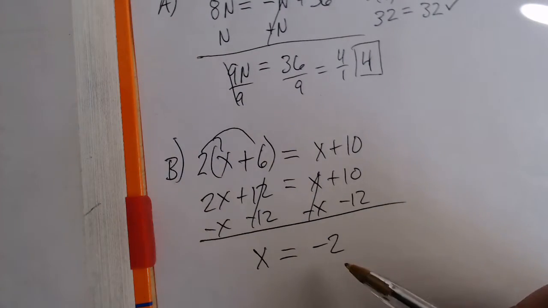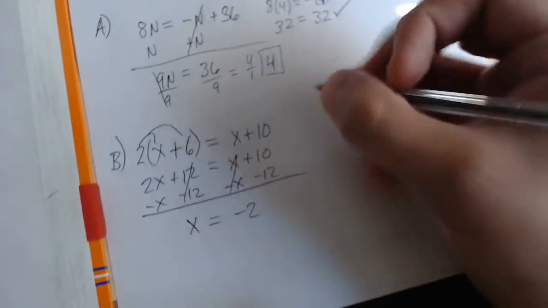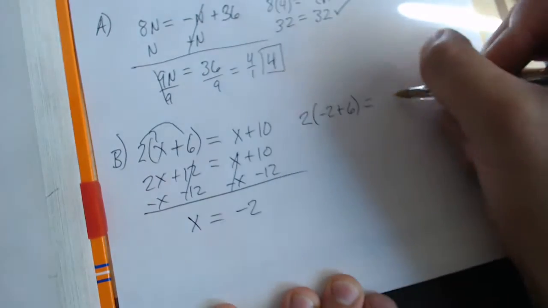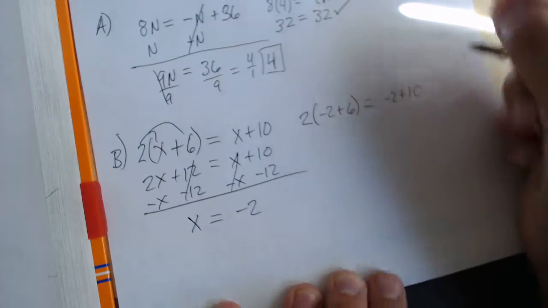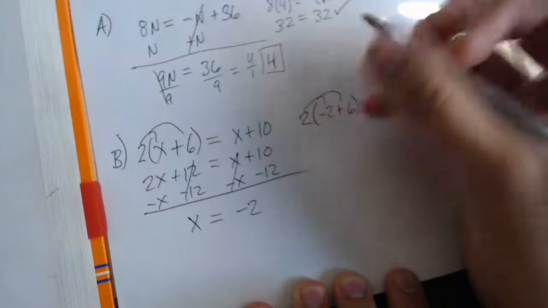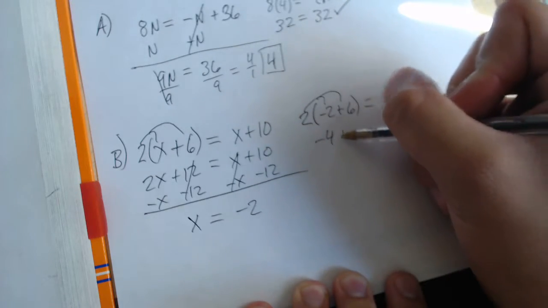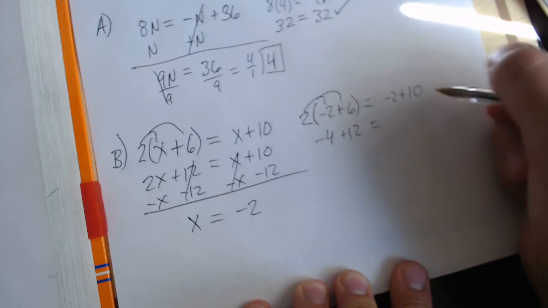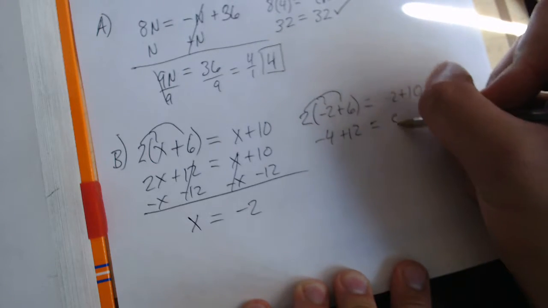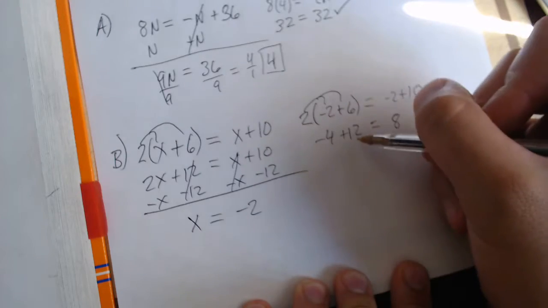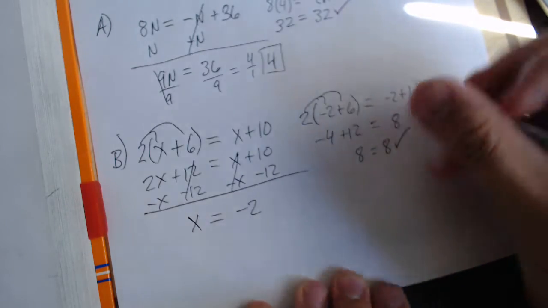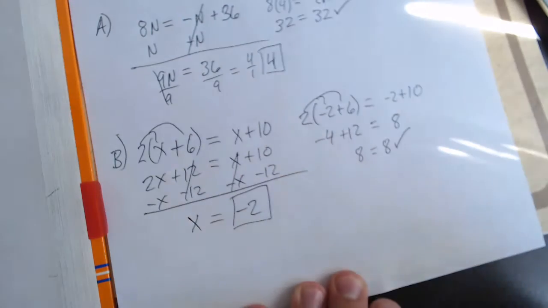So now that we've got x equals negative 2, let's check that answer. We'll rewrite the equation. 2 times negative 2 plus 6 equals negative 2 plus 10. We distribute, and that gives us negative 4 plus 12, and negative 2 plus 10 gives us 8. So negative 4 plus 12 also equals 8, and that means that our answer is correct. So x is equal to negative 2.